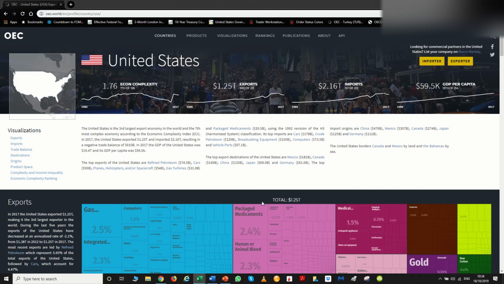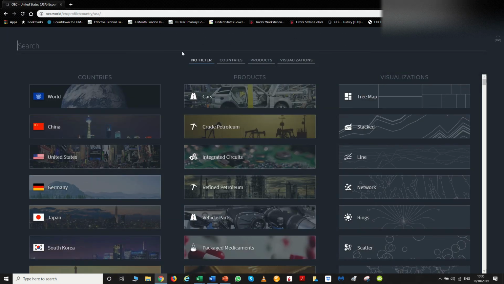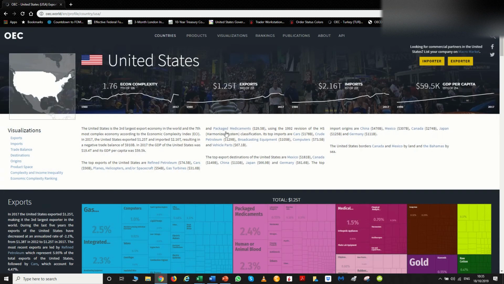That's about it. So this website here is called the OEC World website. This is a fantastic website that visually represents all the trade analysis and the commodity analysis that we'll be doing here. So you can just type in different countries' names here. So I'm looking at the United States, so we'll just go for the United States here.